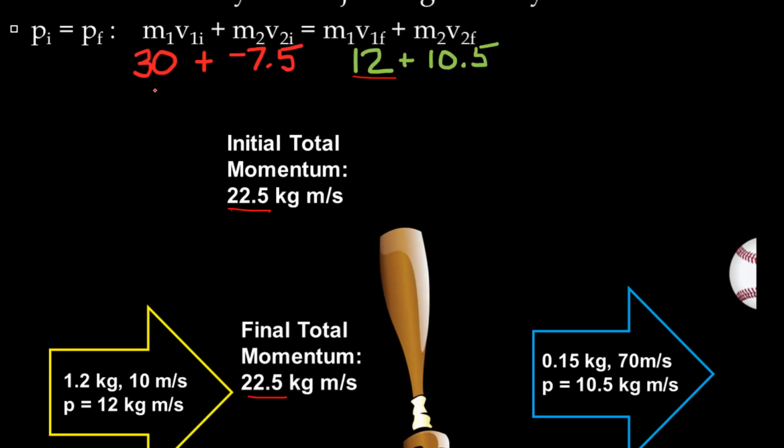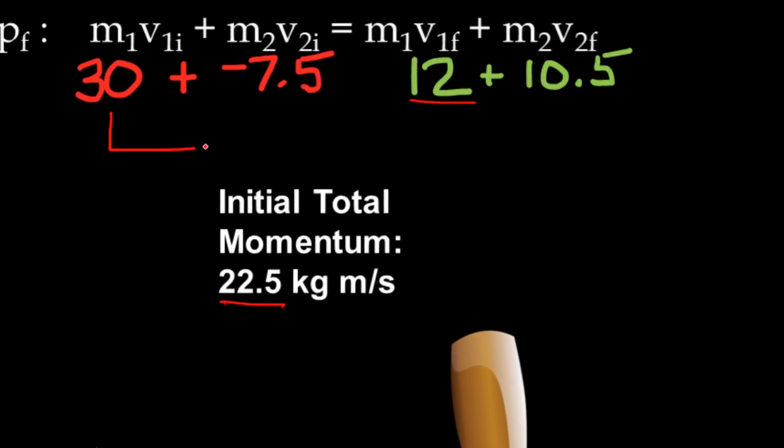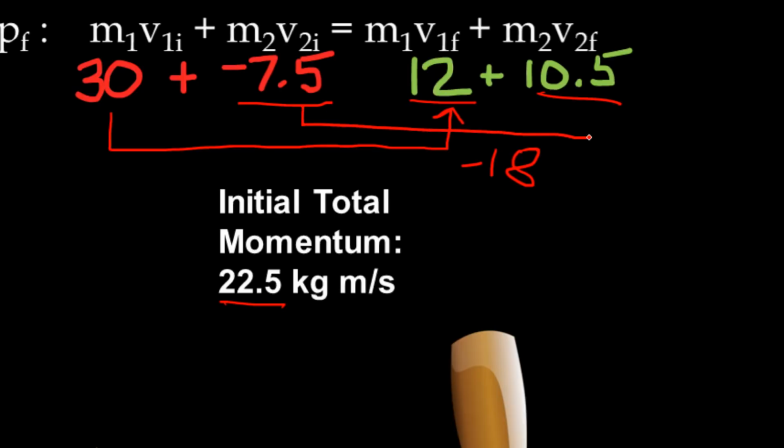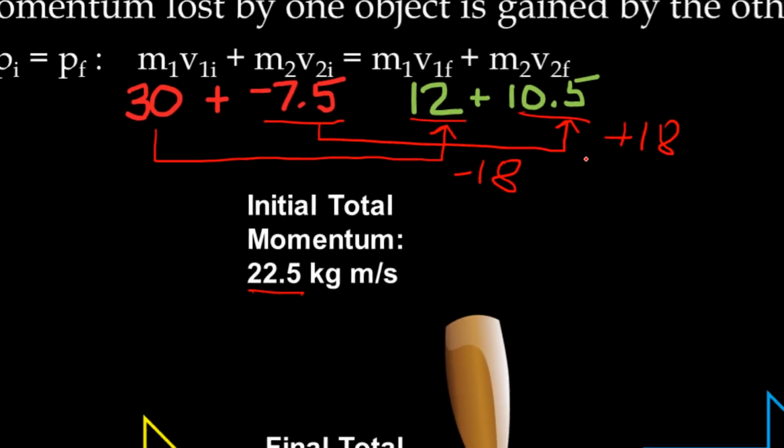Notice that the momentum of the bat and the momentum of the ball did change. Look how much the bat changed. Went from 30 down to 12. So it lost 18 kilogram meters per second of momentum. But look how much the ball gained. It went from minus 7.5 to plus 10.5. It gained 18 kilogram meters per second.